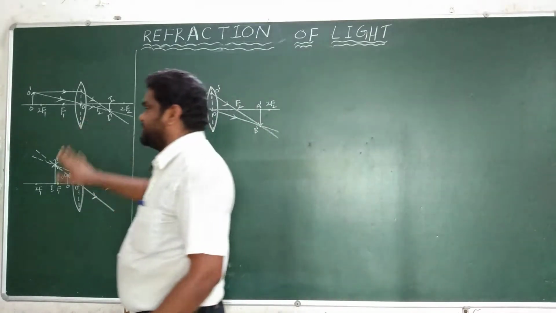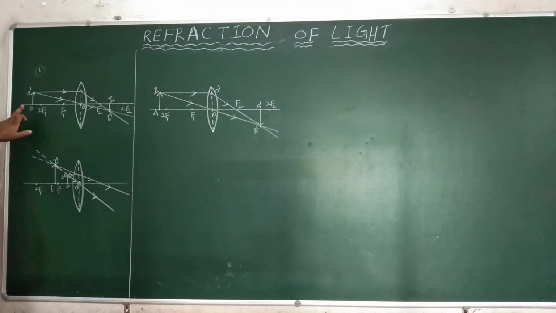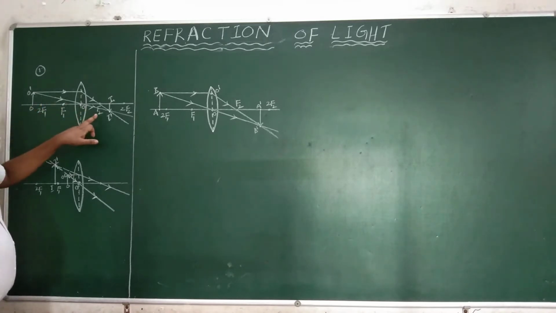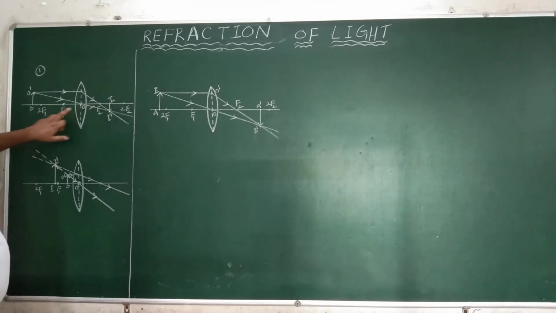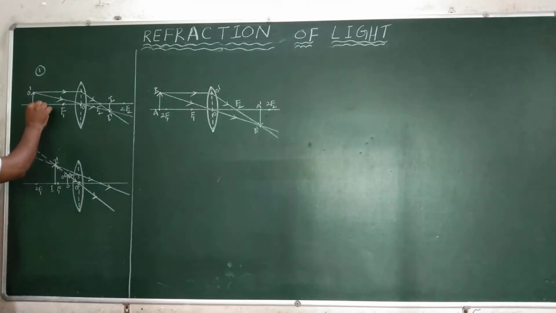See here, in the first case, the object is placed beyond 2f2. Already we know that when the object is placed beyond 2f1, the image is formed between f2 and 2f2. Here O dash is the object.